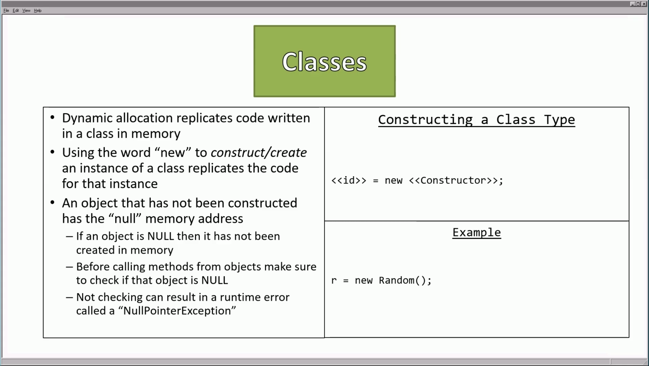Dynamic allocation replicates the code written inside of the class in memory. Whenever we've used the reserved word new to create or construct an instance of a class, it replicates that code for that instance. So we've seen this many times before. As you can see here, if this class type, its ID is equal to the reserved word new following a constructor, which we're going to discuss a little bit later on in detail, then this replicates that in memory. And in fact, we've used that before. Going back to the random number generator, if we assign r equals new Random, this is a call to its constructor, and that creates it inside of memory.